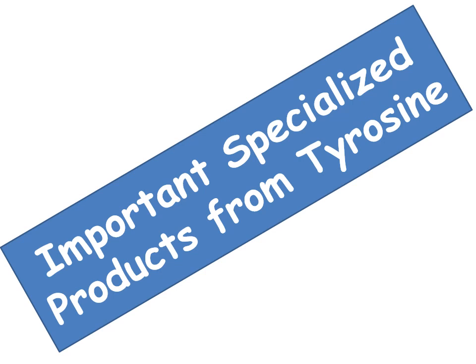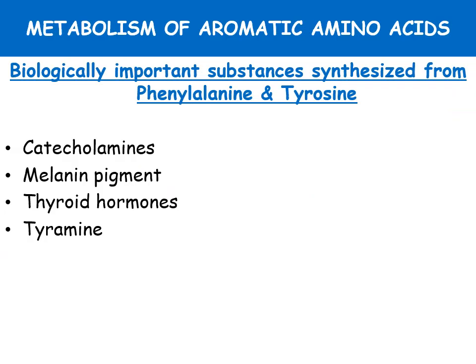Now we learn which are the important specialized products derived from phenylalanine, or we can say from tyrosine. We'll see one by one. These are the biologically important substances that are synthesized from phenylalanine and tyrosine: catecholamines, that include epinephrine, norepinephrine, dopamine. It also includes melanin pigments, thyroid hormones, that is T3 and T4, and tyramine. So we'll learn one by one.